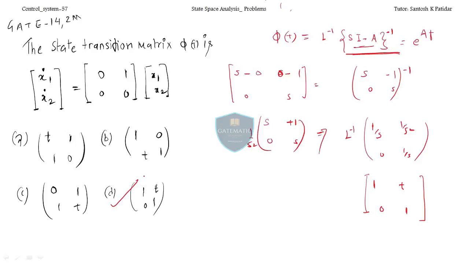2 marks problem, hardly will take 2 minutes. Easily you can solve this. Now some of you may be thinking that I can do this problem directly, like we know the property of phi t. At t equal to 0, phi t is identity matrix. So at t equal to 0, these two will not be identity, but these two will be identity matrix. So we can eliminate 2 options, but not all 4 options. So go by procedure only, then you'll get the answer.